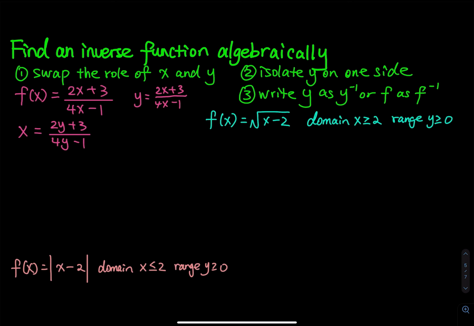You may think this is impossible because we have 2 copies of y. It is possible. So you multiply both sides by the denominator. So x times (4y − 1) equals 2y + 3. So now we just get out of the rational function. Distribute x: 4xy − x equals 2y + 3.